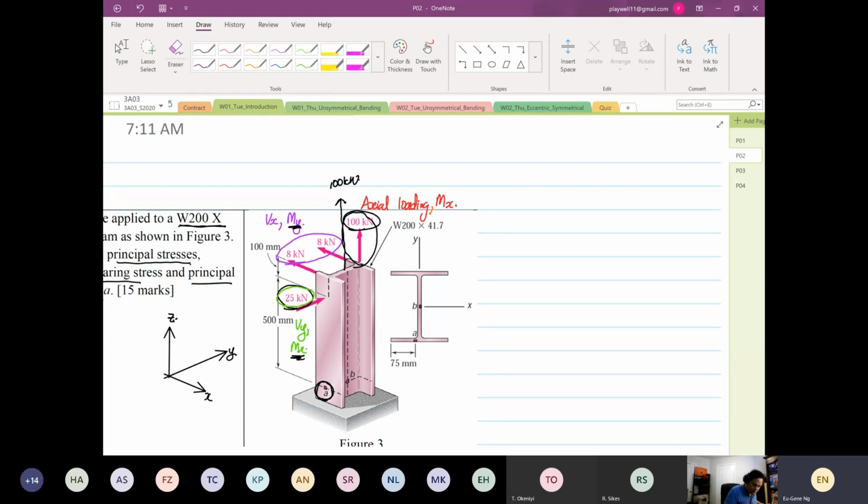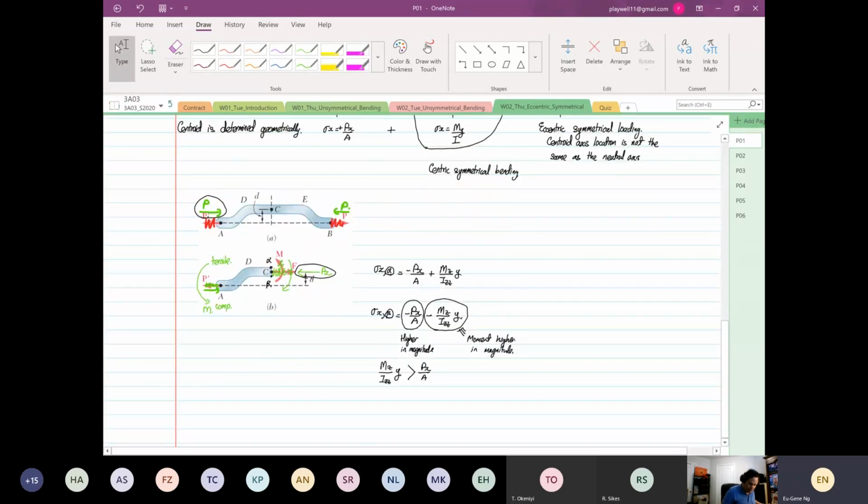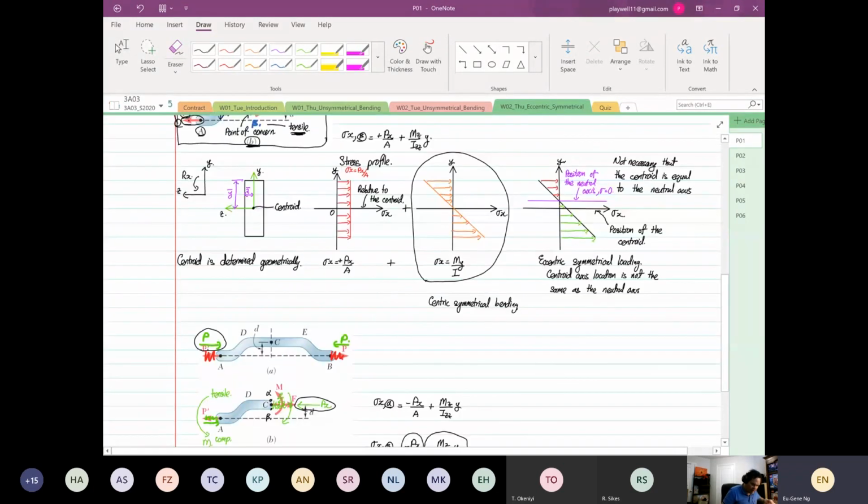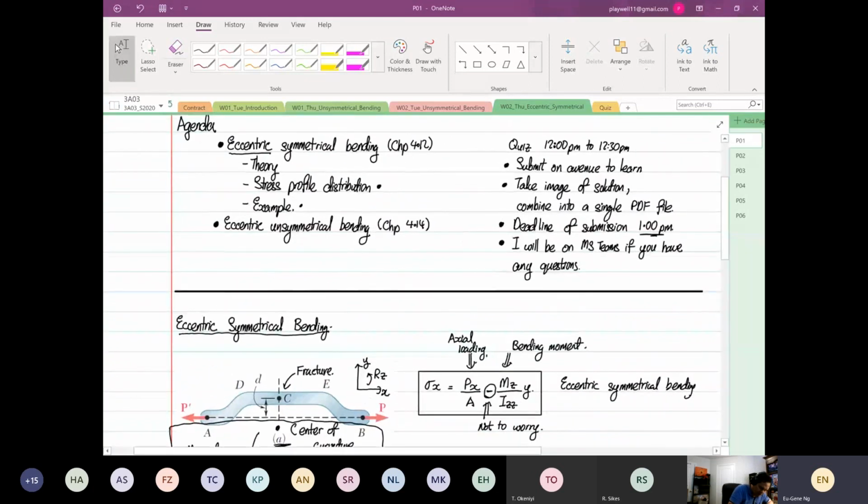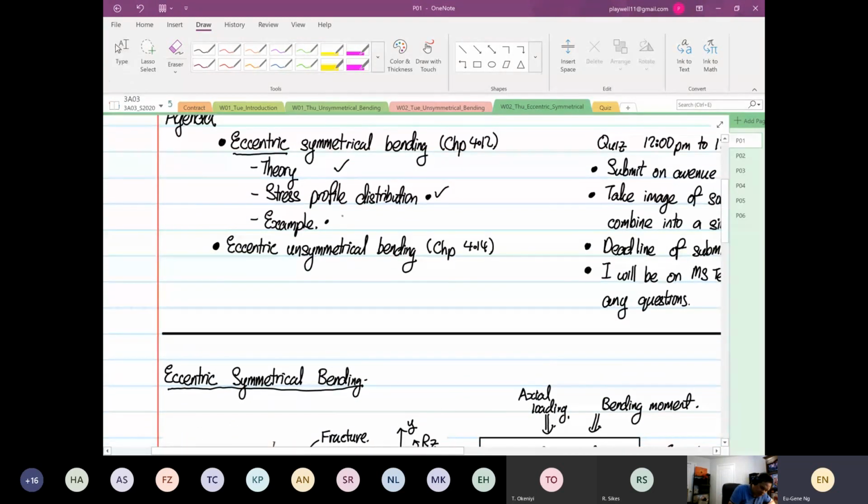Okay, so what we have done so far is we have looked at the theory. We now look at the stress profile, how it looks like. Next, I'm going into the example. From this example, I want you all to learn how to find the actual position of the neutral axis. Okay, and there's a formula involved. I tend to avoid those formulas. I want to keep it simple for you guys.